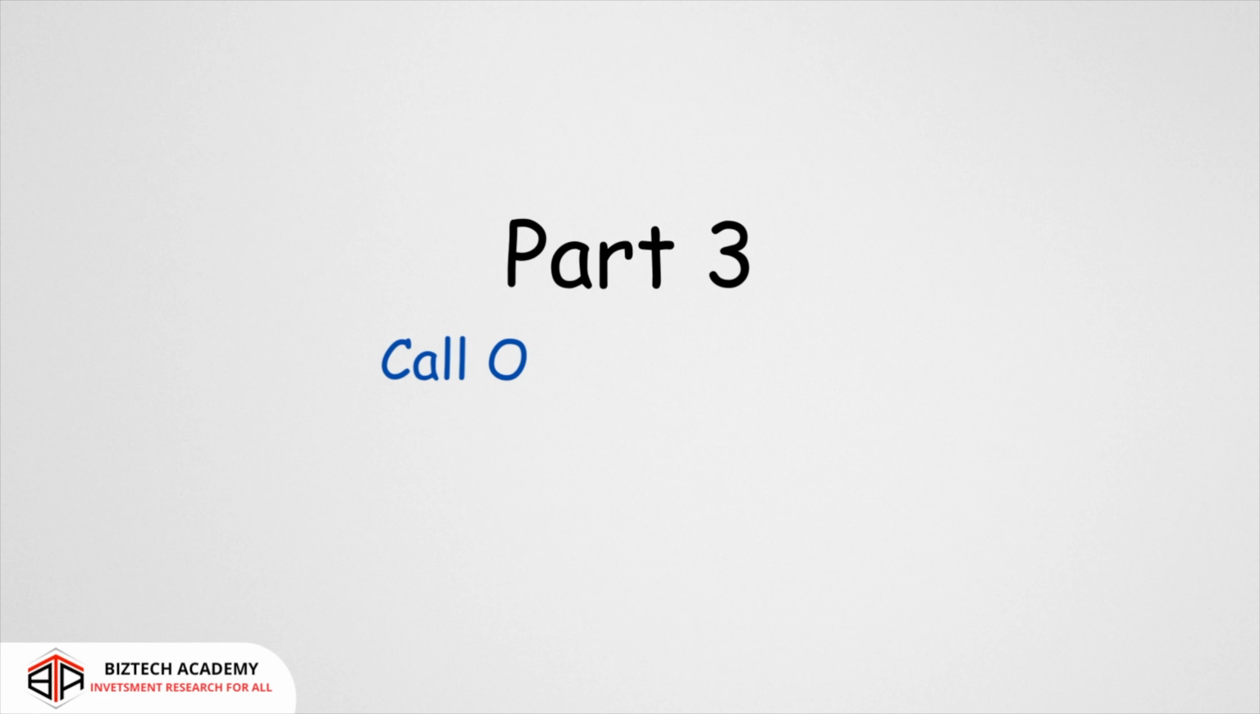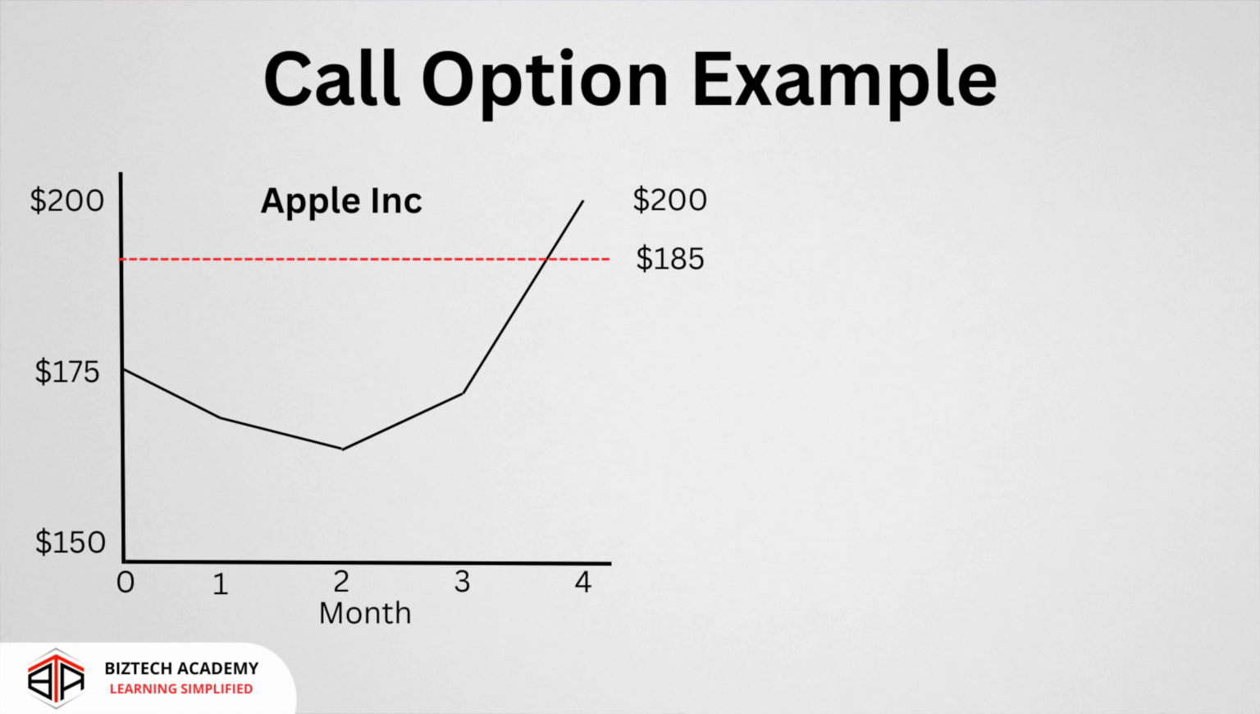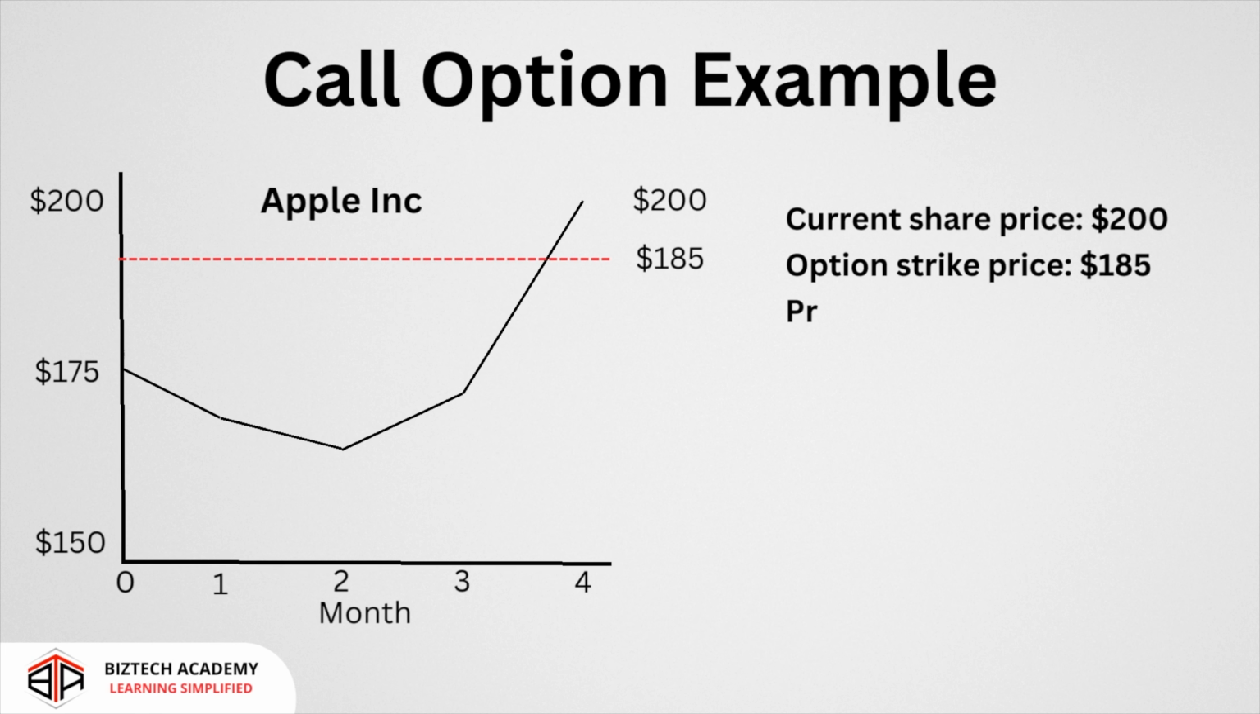So what I'm going to do now is apply this call option framework to a real example. And I'm going to make the assumption that we've now moved 4 months ahead and Apple's share price has indeed got to $200 per share. The chart you can see on the screen is a fictitious chart, but it shows the Apple share price movement from month 0 through to month 4, moving from $175 per share to $200 per share. We then have our call option strike price at $185, and again, current share price $200 and option strike price $185. This means that with all other things being equal, we have a profit per share of $15. That's the market price of $200 per share, less the strike price of $185 per share.